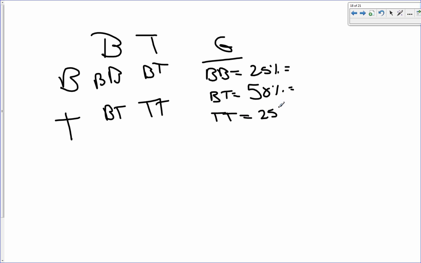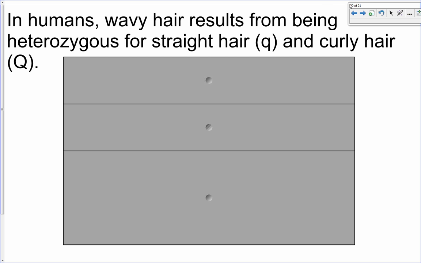If we go to another example here, in humans, wavy hair results from being heterozygous for straight hair, little q, and curly hair, big Q. So the first question is, what inheritance pattern is this? Well, we can have straight hair, or curly hair, or this kind of wavy hair, which is somewhere in between. This is really a blending of this and this. So blending, remember, that's going to be incomplete dominance.